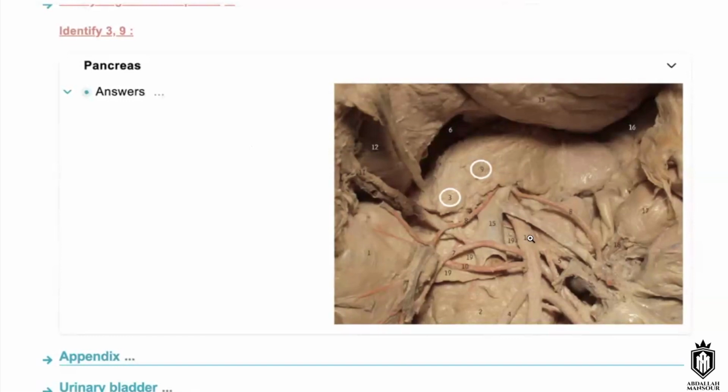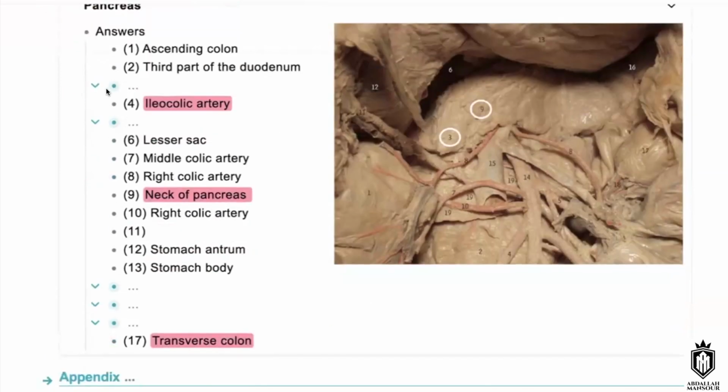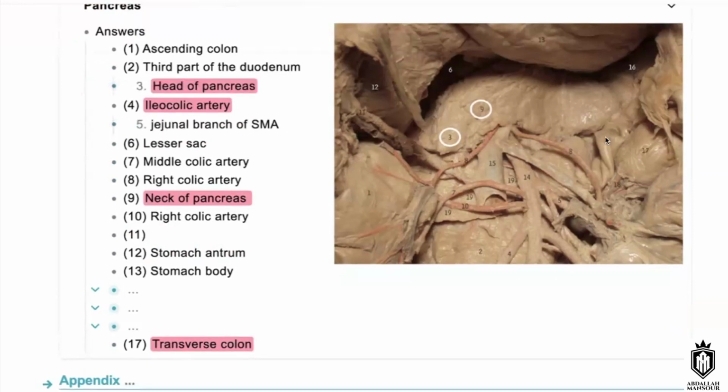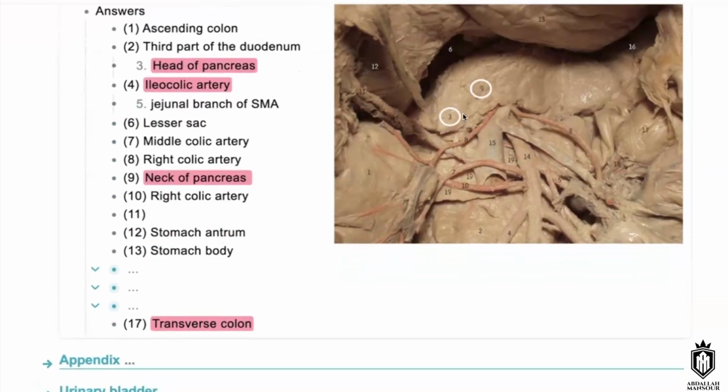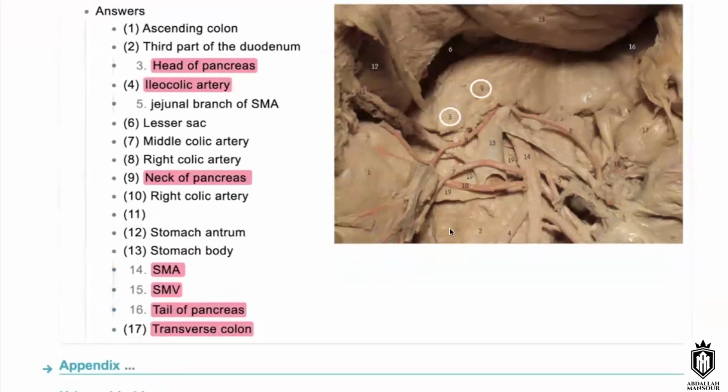14 is the superior mesenteric artery. And what is 15? The superior mesenteric vein. Yeah, well done. Okay, so you have lots of other structures in here that we can comment on, but I think these are the main ones. 9 is the neck of the pancreas, 3 is the head of the pancreas, and 14 and 15 are the SMA and SMV, and I think that's it really.